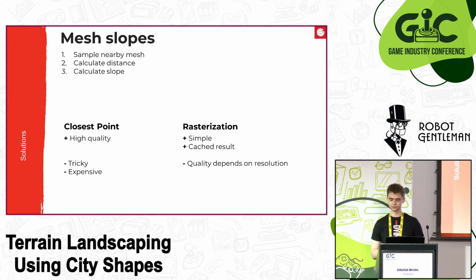This is much simpler to implement, and these textures can be cached since we only have to re-rasterize these meshes once a CityBuilder element gets modified. Now the con is obviously that the quality is highly dependent on the resolution of these textures. In the end, we went with the rasterization route simply because it was much easier to implement.